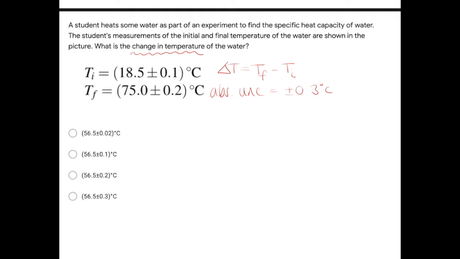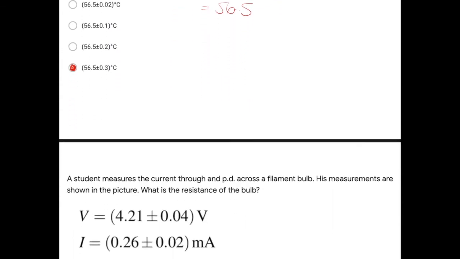Immediately we know that of all our options we're probably looking at option D. But remember, this rule only holds if we are adding or subtracting quantities that are measured in the same unit. Because we're measuring temperature in degrees C, we can add the plus or minus 0.1 to the plus or minus 0.2. If we then calculate our delta T, we take our final, which is 75, subtract our initial, which is 18.5, and that gives us 56.5. So our answer here should be 56.5 plus or minus 3 degrees.